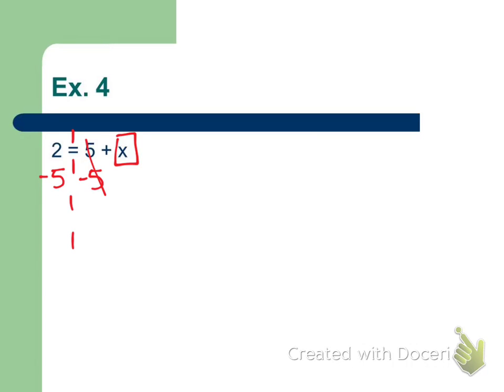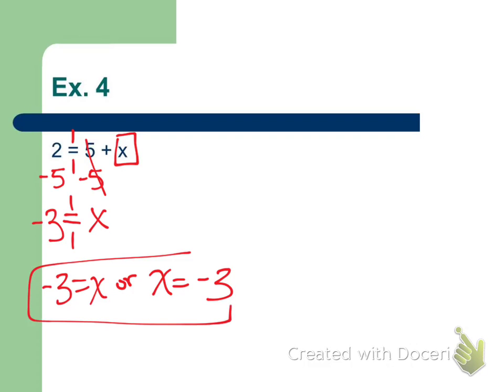Okay, so those go away. I have x by itself equals 2 minus 5. Keon? Is negative 3. So I have negative 3 is equal to x. If you want to rewrite it as x equals negative 3, you can. Either one of these is correct. So you don't need both, you just need one of them.